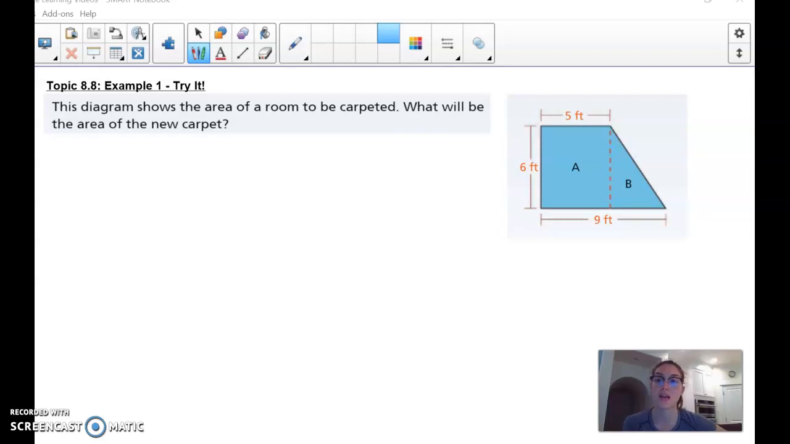All right, this is our topic 8.8 example 1 try it problem. It says the diagram shows the area of a room to be carpeted. What will be the area of the new carpet? So the carpet itself looks like a composite figure that's made up of a rectangle and a triangle.